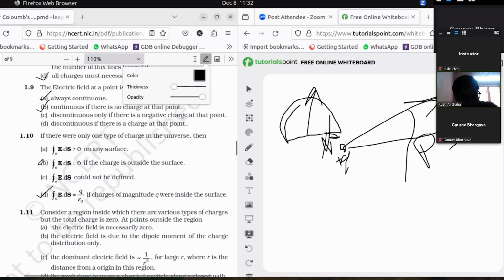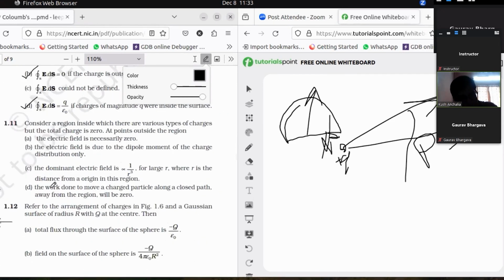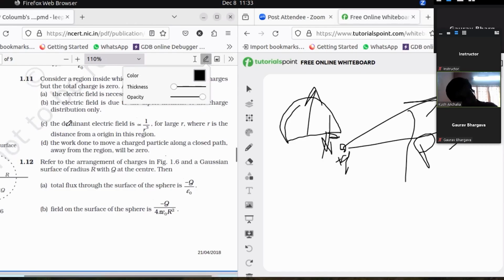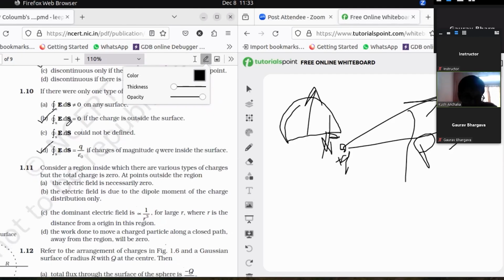If the charge is outside the surface, this one will be correct. This could not be defined. No. Consider the region inside which there are various types of charges, but the total charge is zero. At a point outside the region, the electric field might, no, it's not necessary to be zero. Your position can be changed.